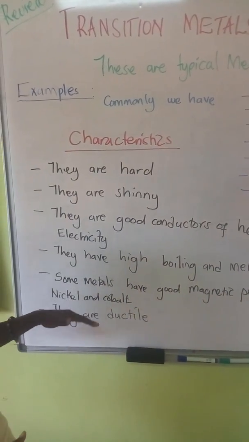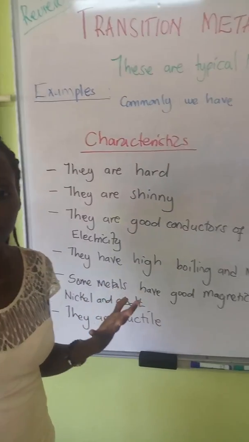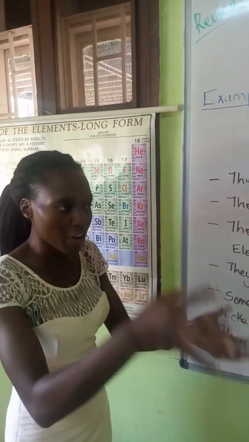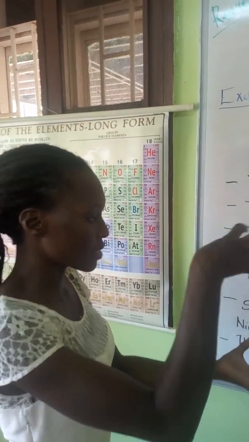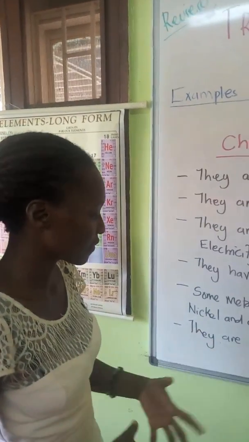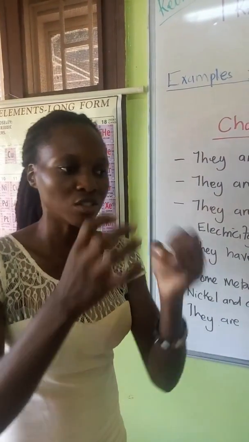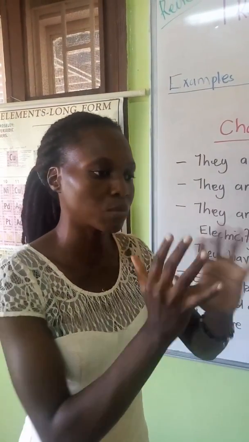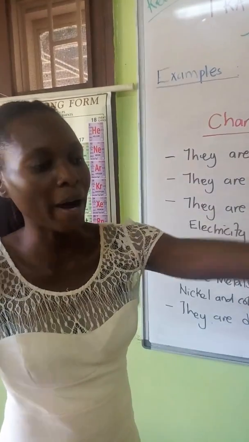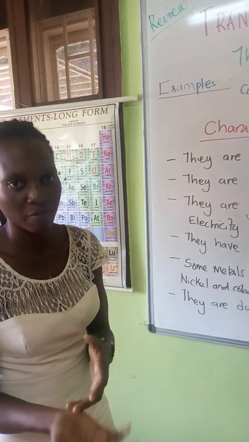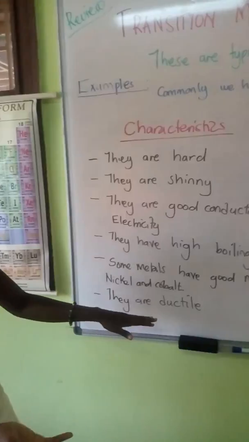Then some metals have got good magnetic properties, like we looked at cobalt and nickel. We said they are very good at magnetic properties. Then you have, they're ductile. They can easily be molded and formed into different shapes. You can roll them to a ball, you can strike them to a pipe, you can bend them, you can do different shapes from them. So that's the ductility in them.